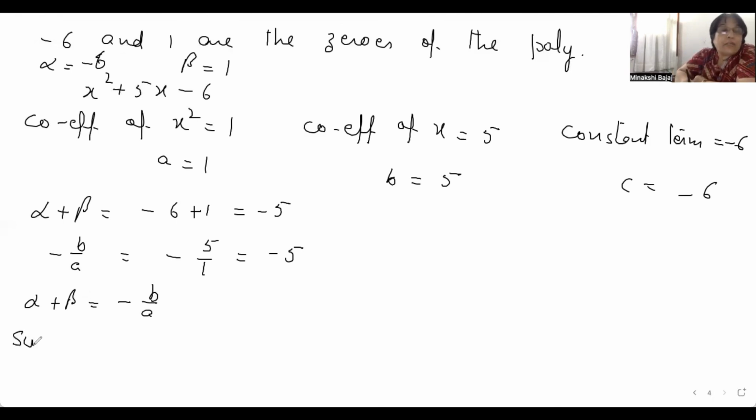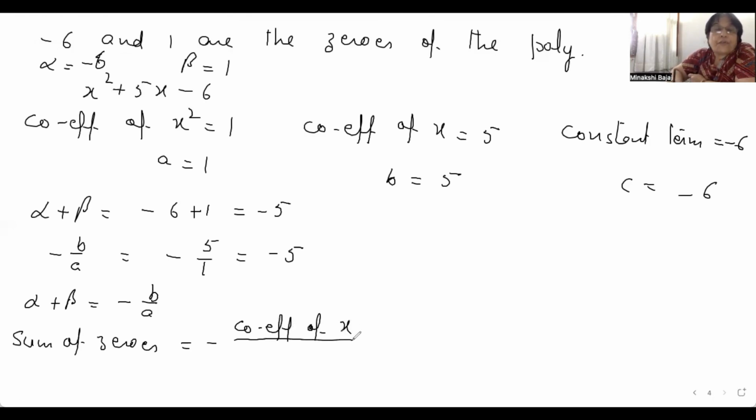It means sum of zeros is equal to minus coefficient of x upon coefficient of x square.